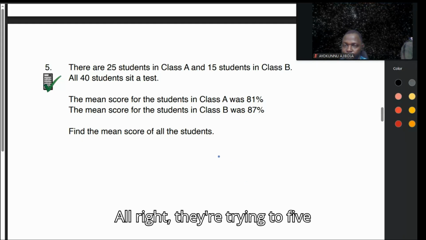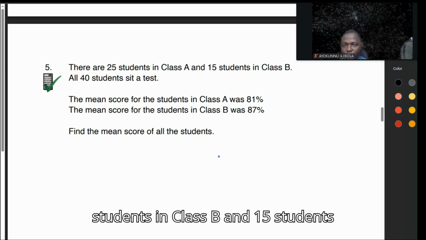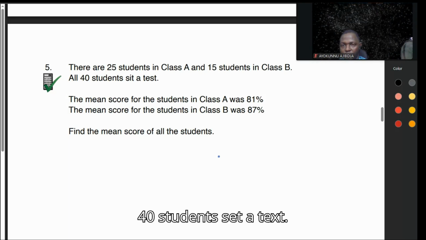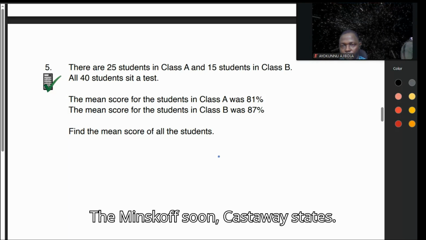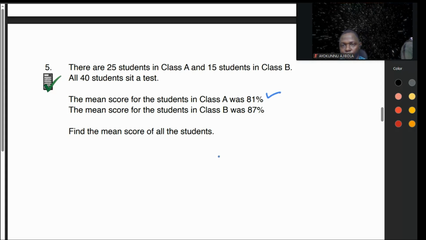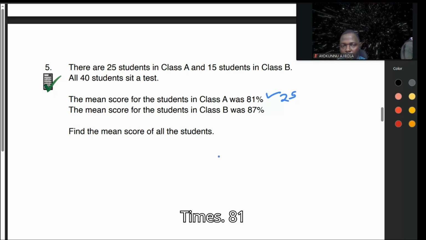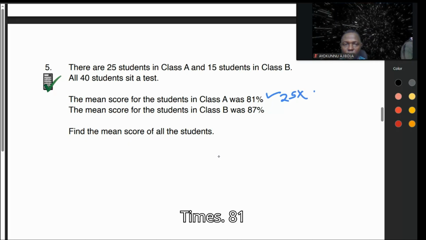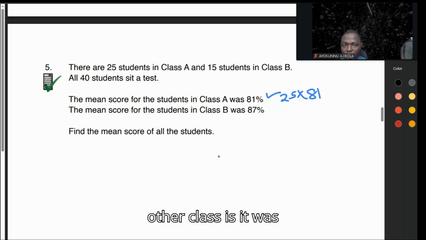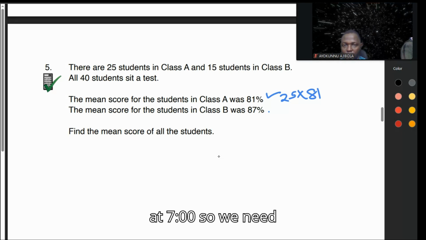All right. There are 25 students in Class A and 15 students in Class B. All 40 students sit a test. The mean score of Class A was 81. We need the total, so that's 25 times 81. And the mean score in the other class was 87.